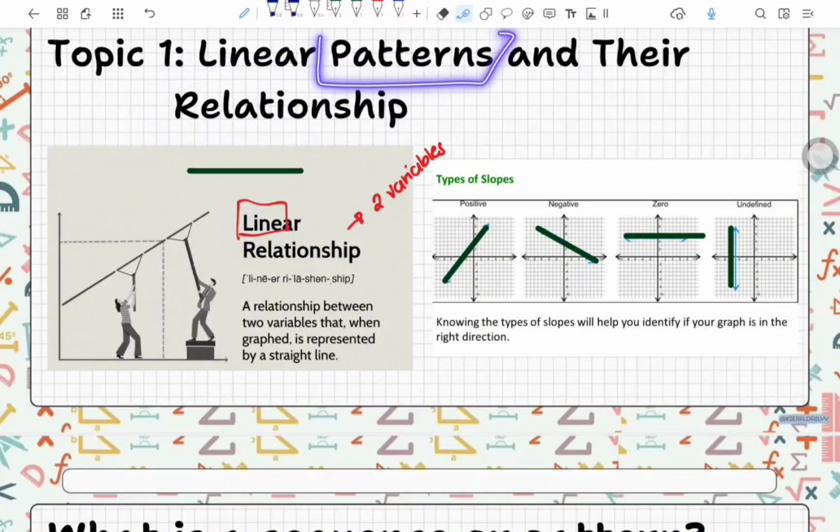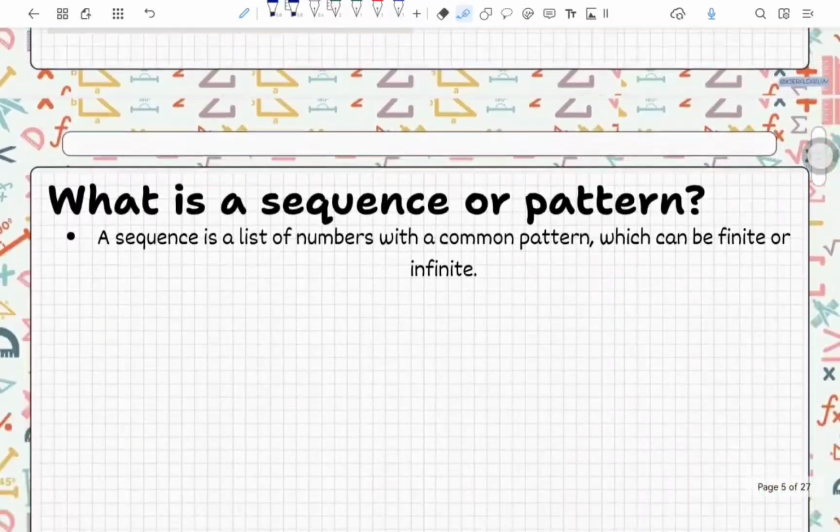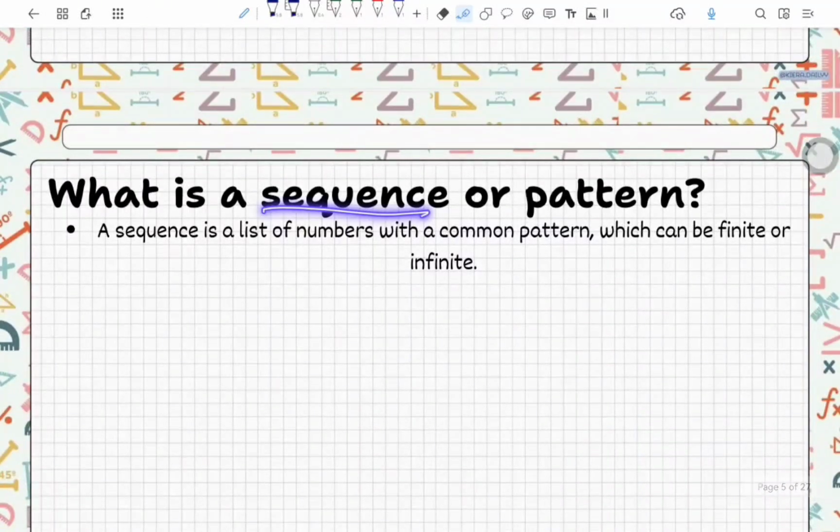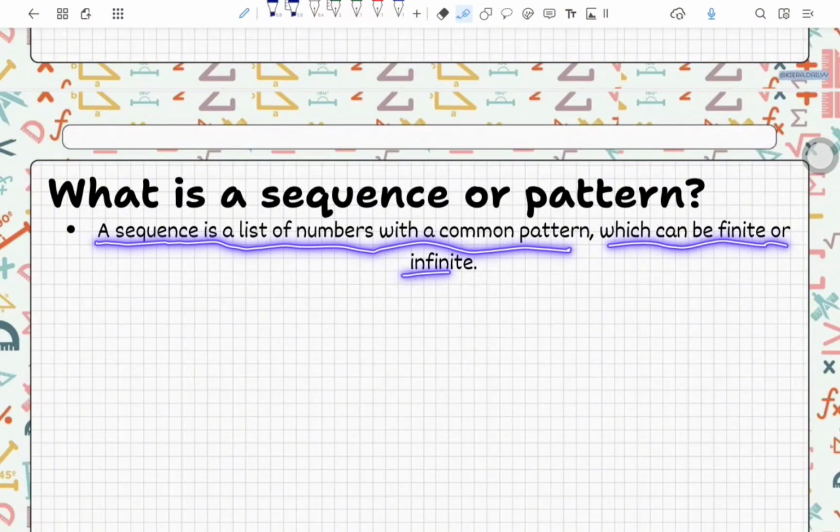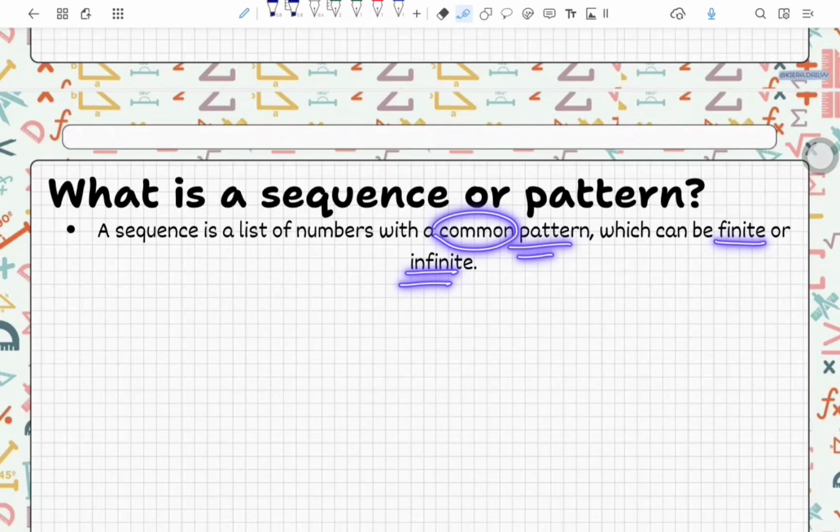Now let's study the pattern. A pattern, or in other words a sequence. What is a sequence or pattern? A sequence is a list of numbers with a common pattern which can be finite or infinite. So there is a list of numbers, not only one but two, three or more, that has a common pattern that can be finite or infinite. That means it will go on for long or forever.